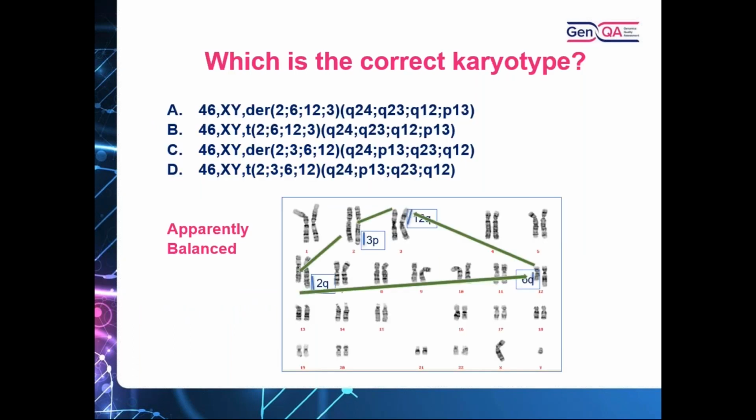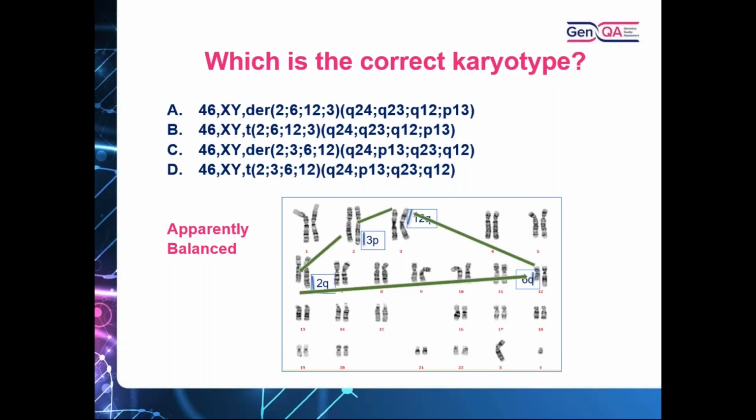Right, we covered this one earlier. So which is the correct karyotype for this complex rearrangement involving chromosomes 2, 3, 6, and 12? Okay, so unfortunately we can't get the pictures onto the poll results. So I'll give you a little while just to think about this with all the information there, and then I'll pop up these options for you to select the correct answer from.